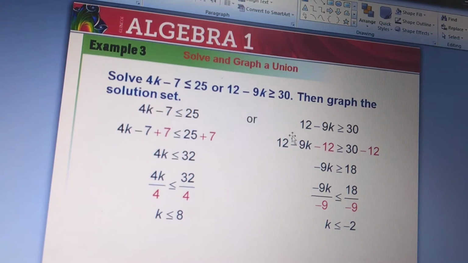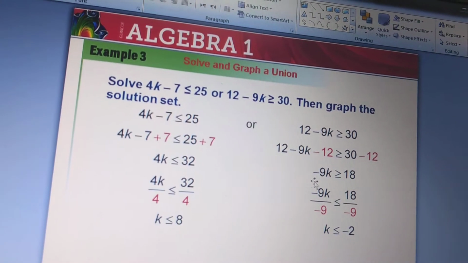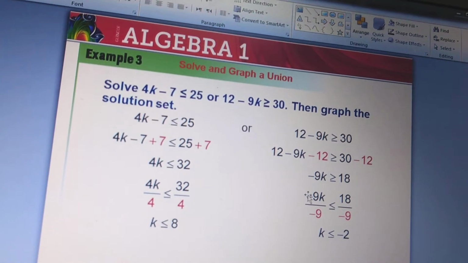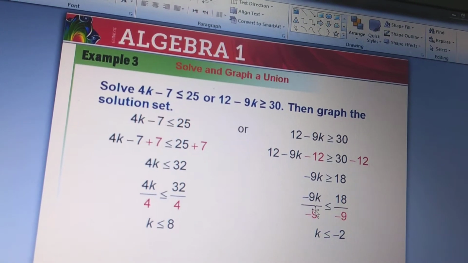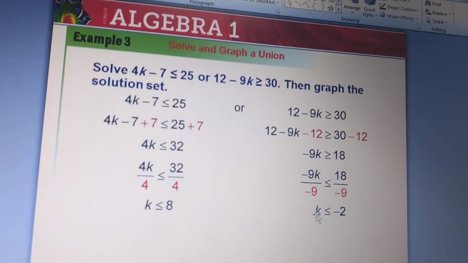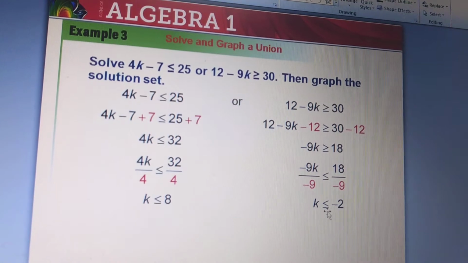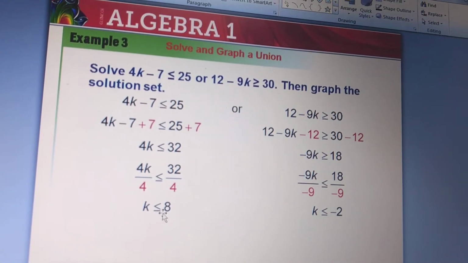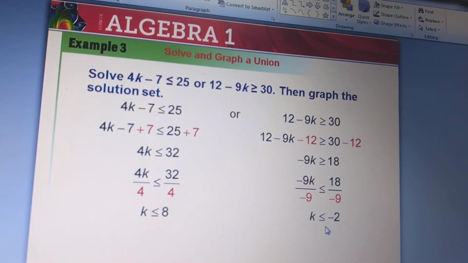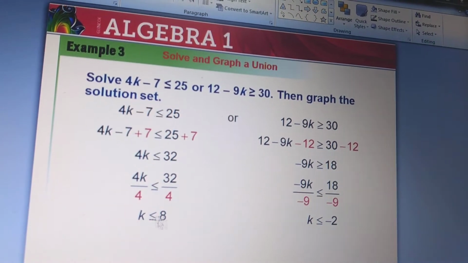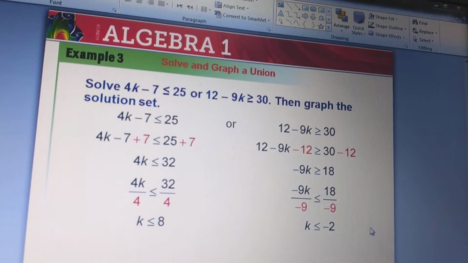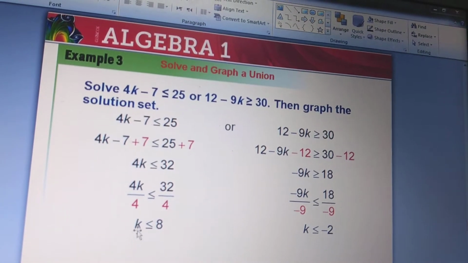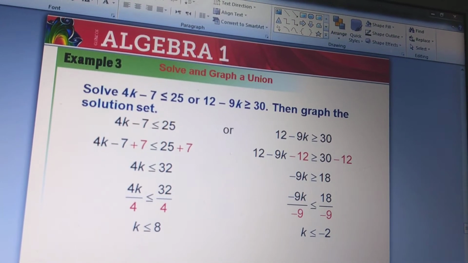Here the same. Minus 12 on both sides. Negative 9k more or equal 18. Divide by negative 9. When we divide by a negative number, we flip the inequality. You get k less or equal negative 2. Here you can notice that k less or equal 8, k less or equal negative 2. This means here we have two arrows in the same direction, because both are less or equal.